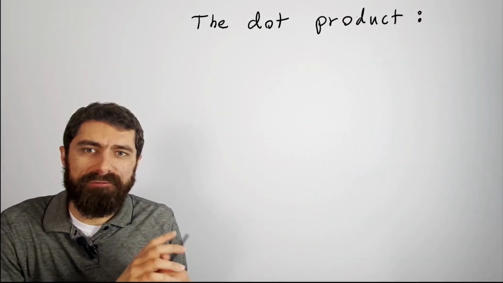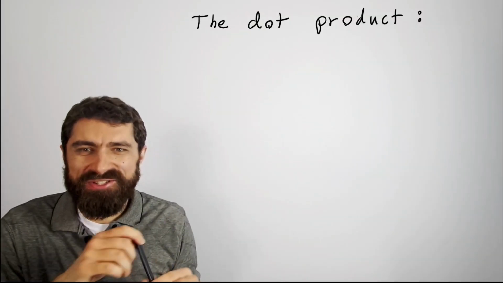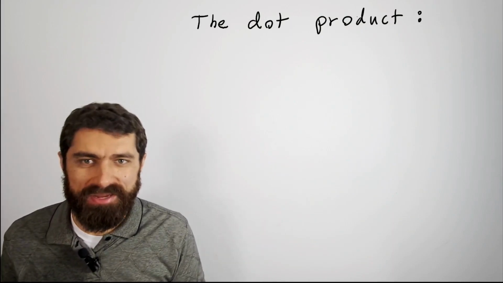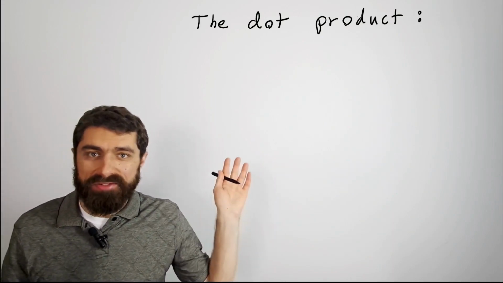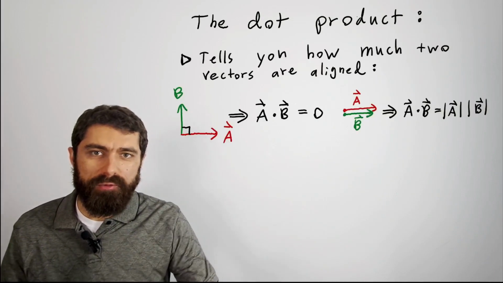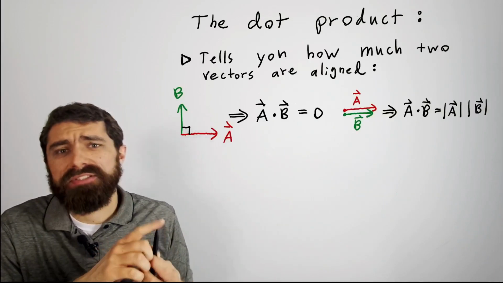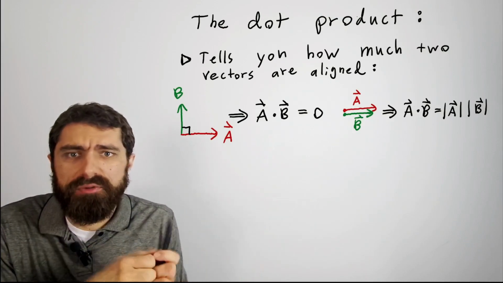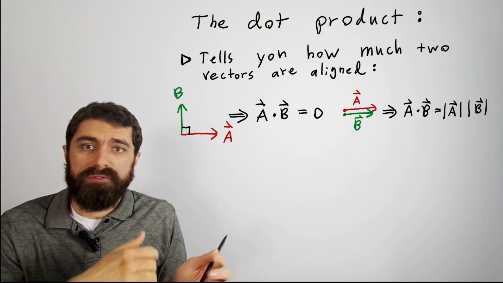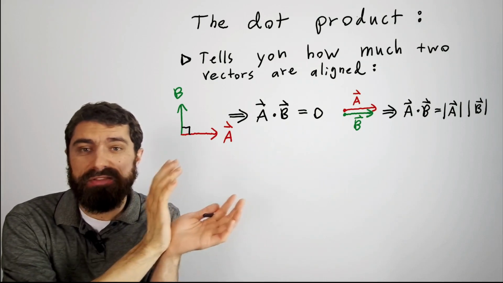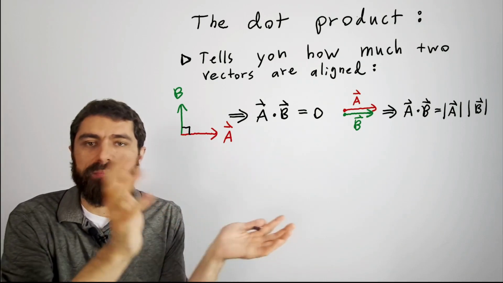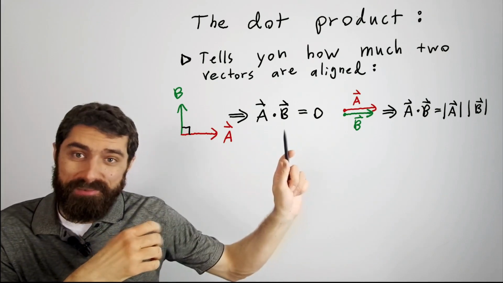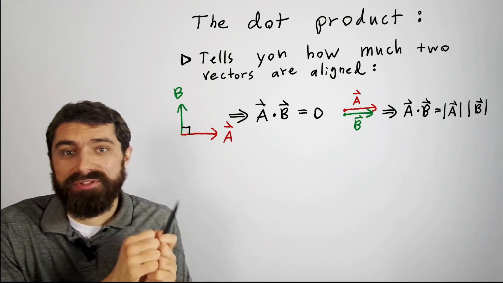All right, now that we have coordinate systems out of the way, let's do a very brief review of some vector algebra concepts. In particular, let's talk about the dot product. So basically, the dot product tells you how much two vectors are aligned with each other. If they are perpendicular, you could say that they're the most unaligned that they could possibly be, and so A dotted with B will equal 0.